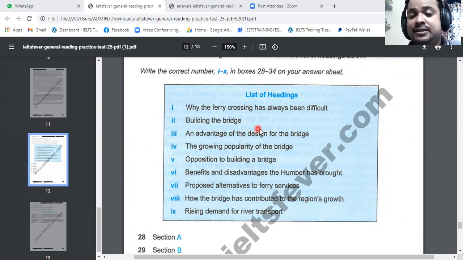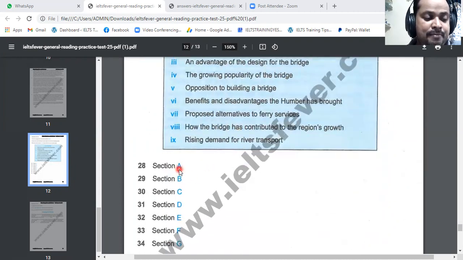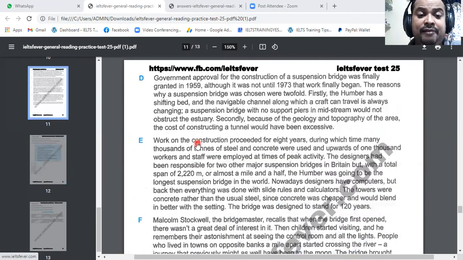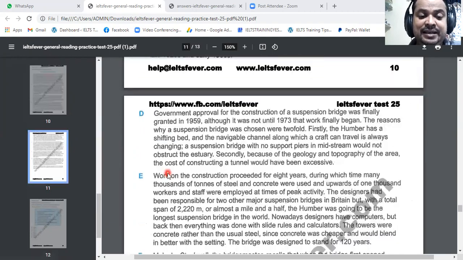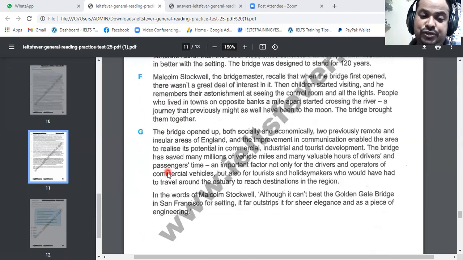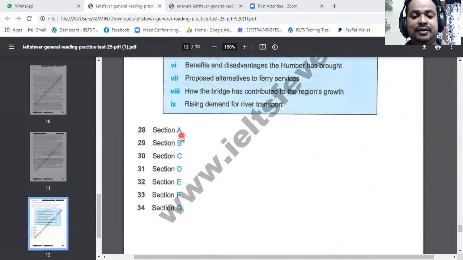1, 2, 3, 4, 5, 6, 7, 8, 9. So these options are a list of headings. And we have the paragraphs as A, B, C, D, E, F, G. Okay, so we need to correlate. We need to find out the correct heading for A, the correct heading for B, the correct heading for C, and we do have 7 questions here: 1, 2, 3, 4, 5, 6, 7.